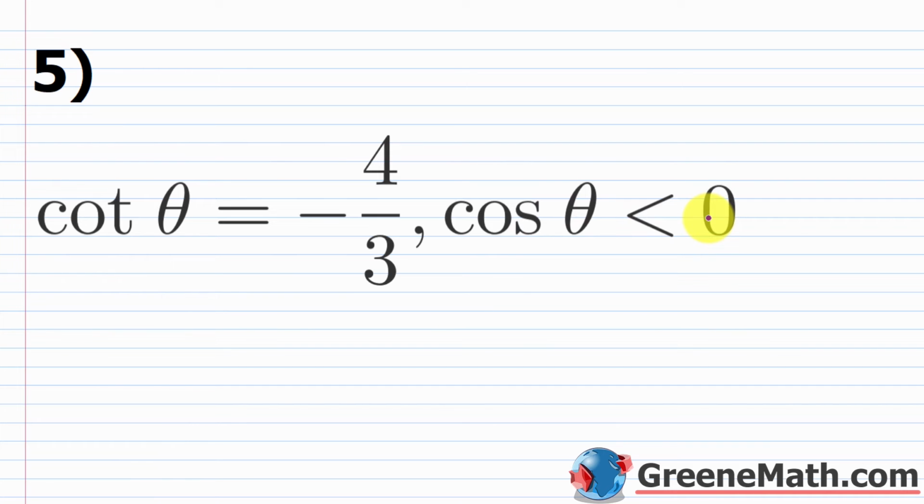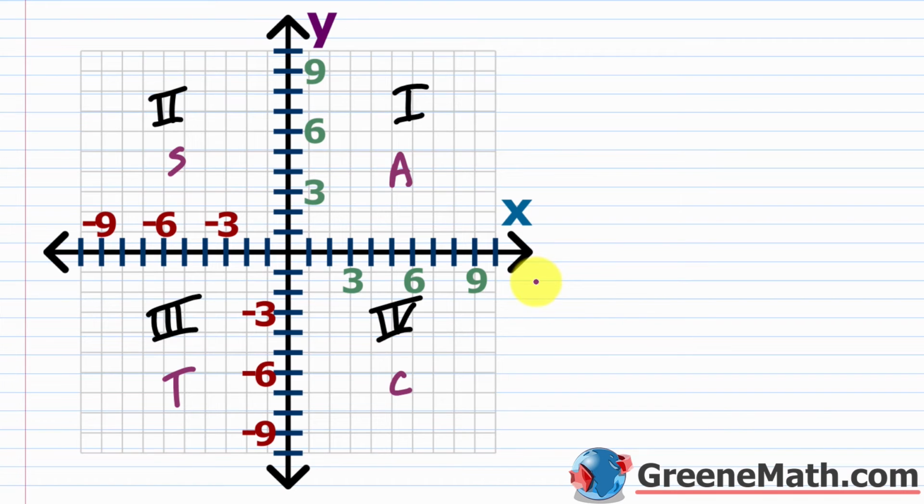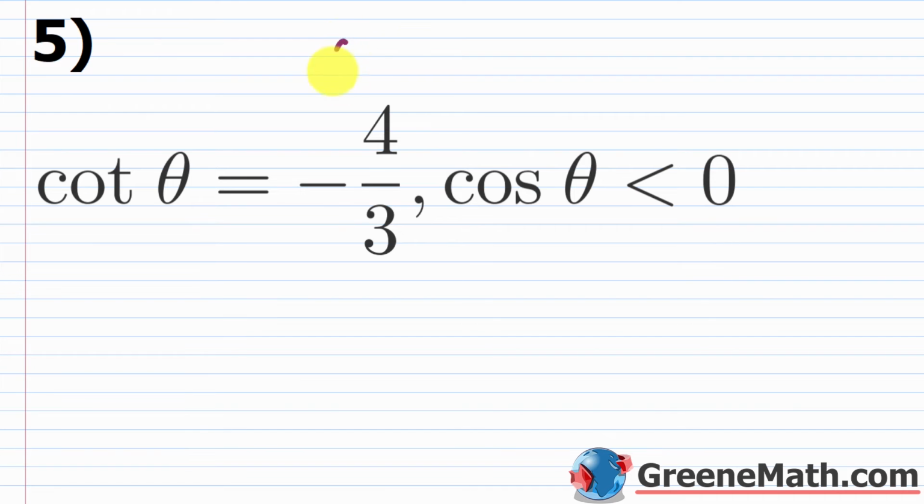So the cotangent of theta is negative and the cosine of theta is negative. Coming back up here, cotangent is negative in quadrants 2 and 4. Cosine is negative in quadrants 2 and 3. So that tells me we're going to be in quadrant 2, right? Cosine is negative and also cotangent is negative. So let me put here that theta is in quadrant 2.